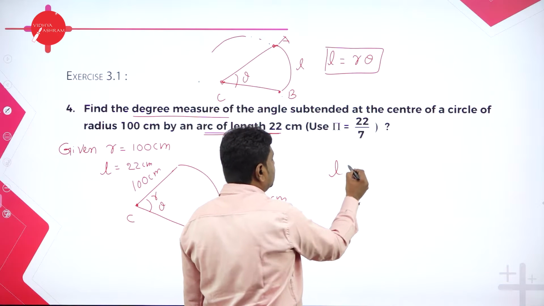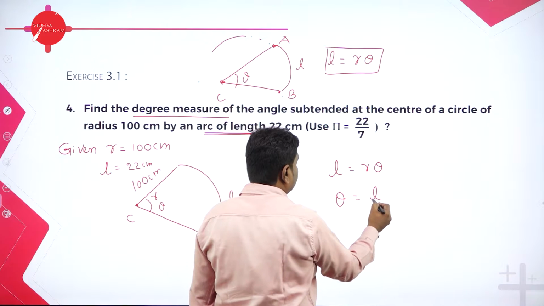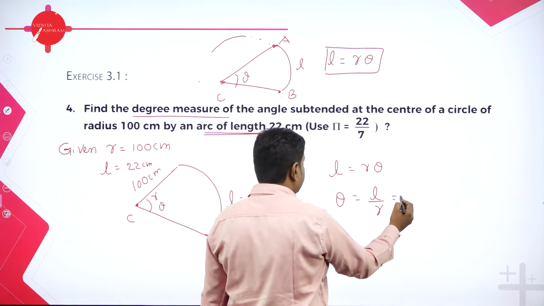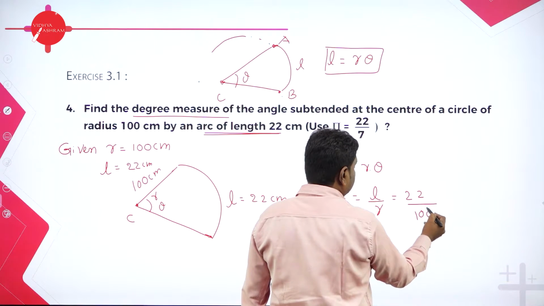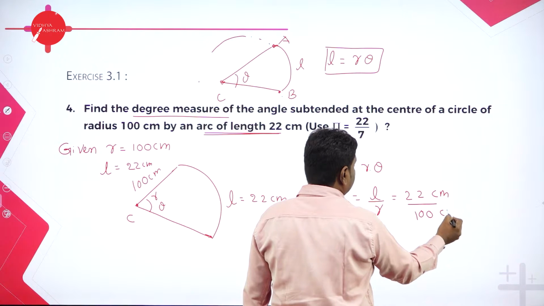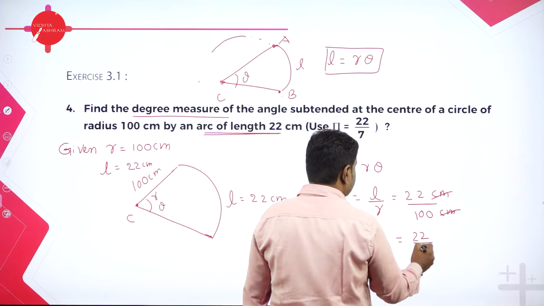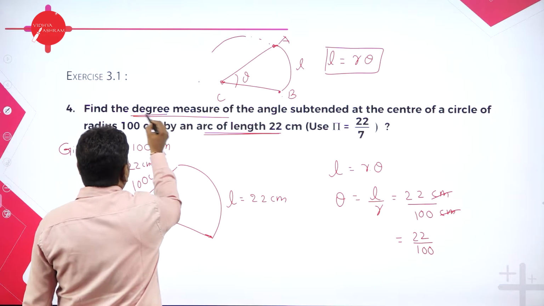So what is the formula? L is equal to r theta. So theta becomes L divided by r. L you know is 22 centimeter, r you know is 100 centimeter. Both are in centimeter, so you can cancel. So 22 by 100. They want you to find the degree measure.